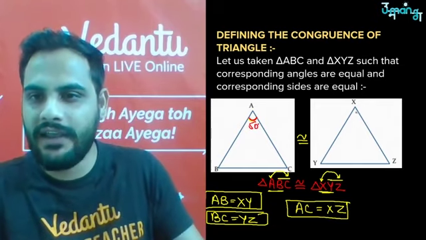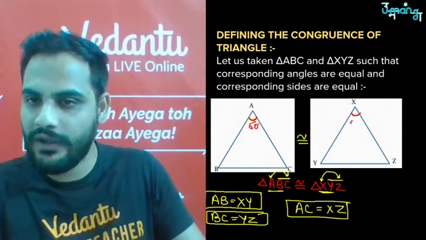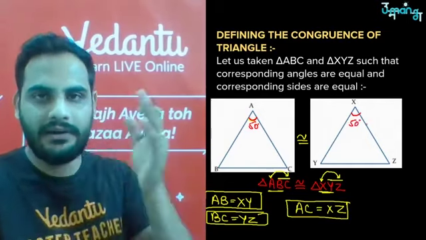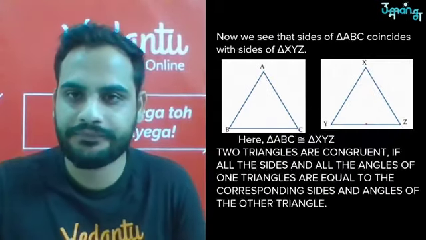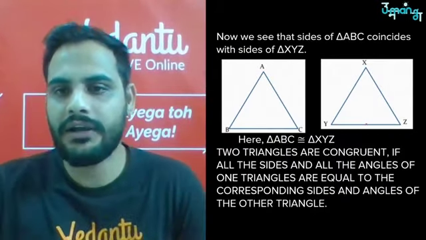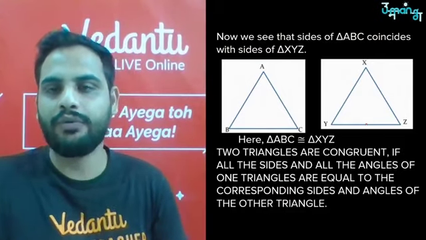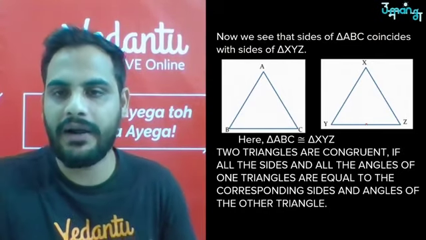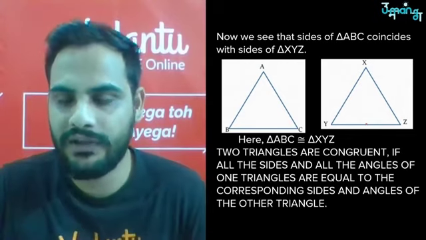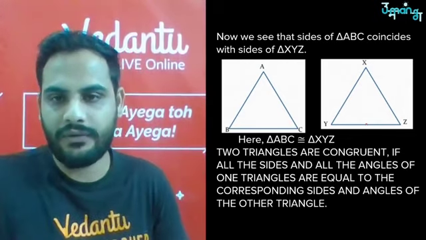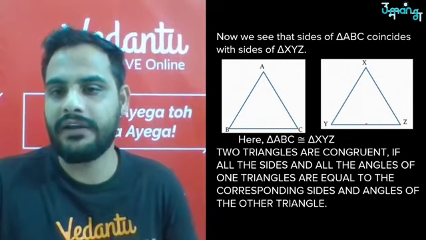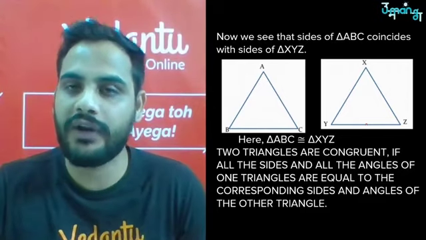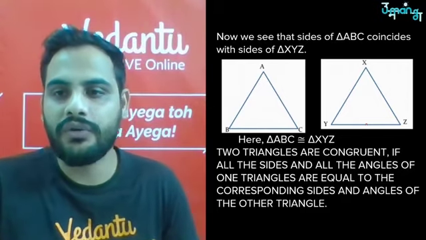So you will say A and X are corresponding points, so angle X will also be 50. Like that it can be used. Okay. Then comes the part of proving the congruency. There are some criteria. So what are those criteria?